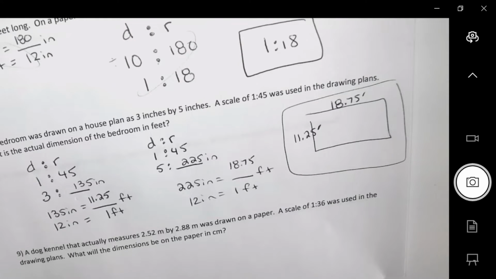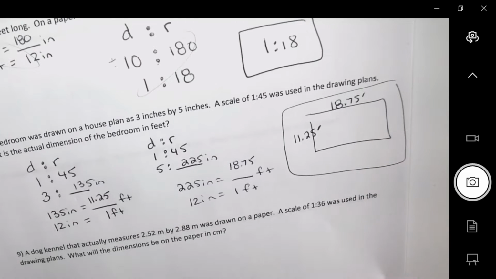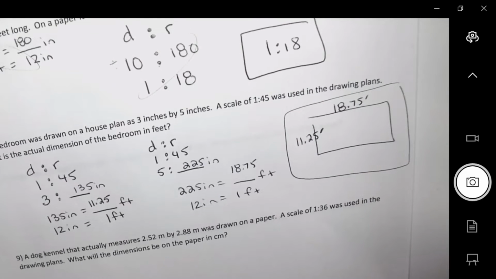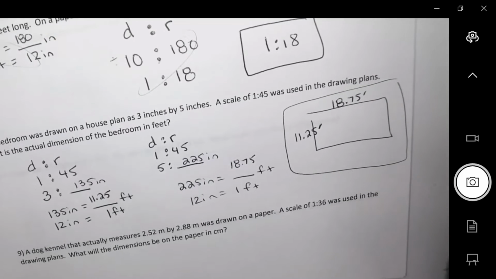If you really wanted to impress me, you could have answered 18 feet 9 inches. Would that give us bonus marks? It would give me such a high impression of your math skills. Okay, that was okay as a question?